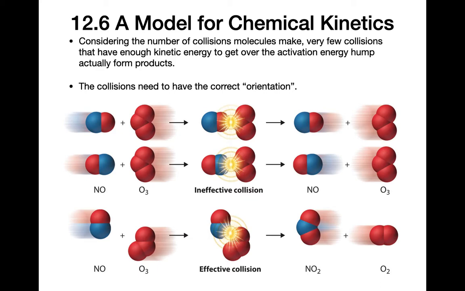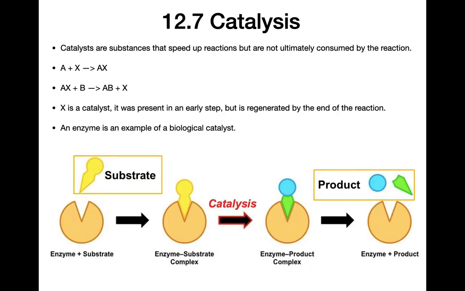However, if you happen to collide with a glancing blow at the proper angle, and the N on the NO knocks the O off of the O3, you can actually get a collision that will make NO2 plus O2. So that's the idea of the correct orientation of molecules.